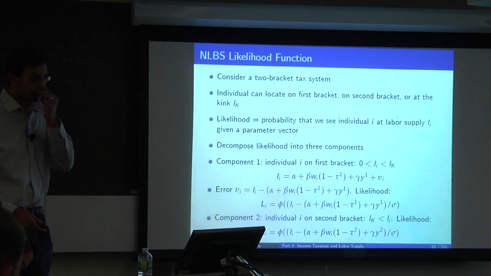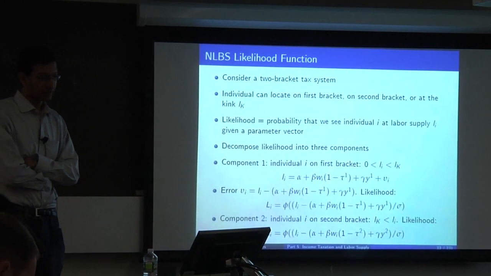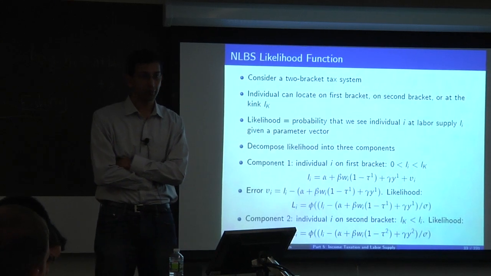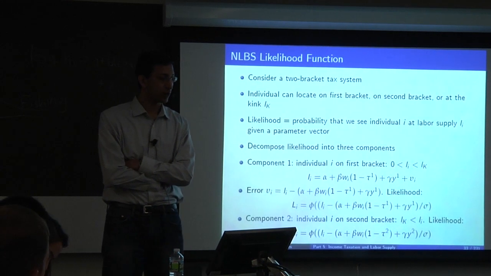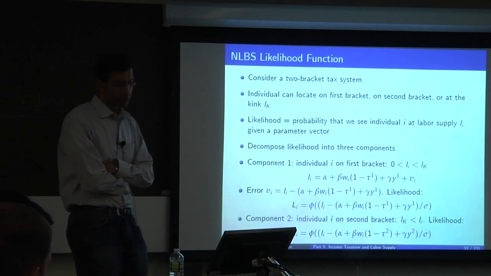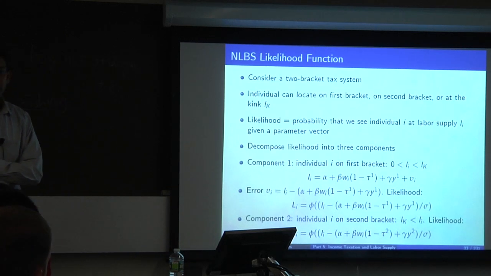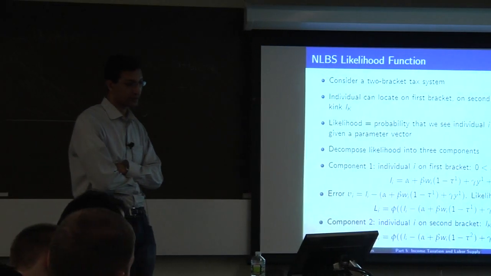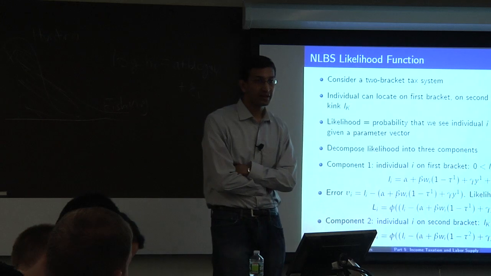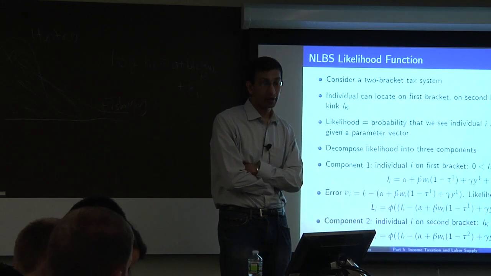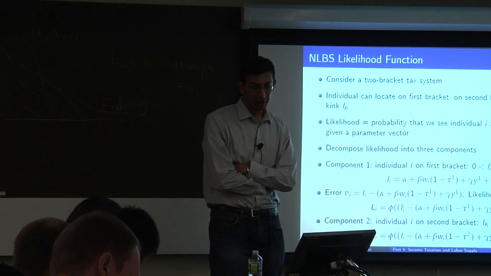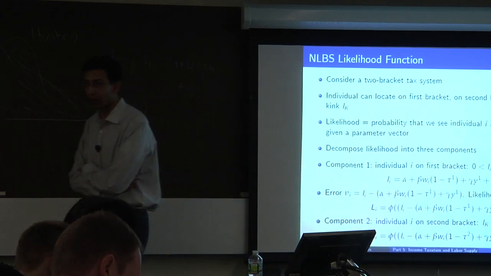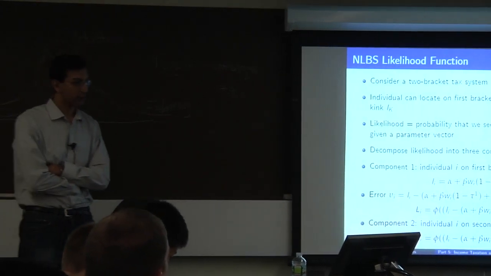All right, so given that observation, let's talk about how we actually construct the likelihood function given a parameter vector, and then how you maximize it. To make this simpler, suppose you have a 2-bracket system, so there are just 2 different tax brackets. So there's one kink. What are the places an individual can locate? They can locate on the first bracket, on the second bracket, or at the kink, which I'm going to call L sub k. L sub k hours takes you to the kink, let's say.